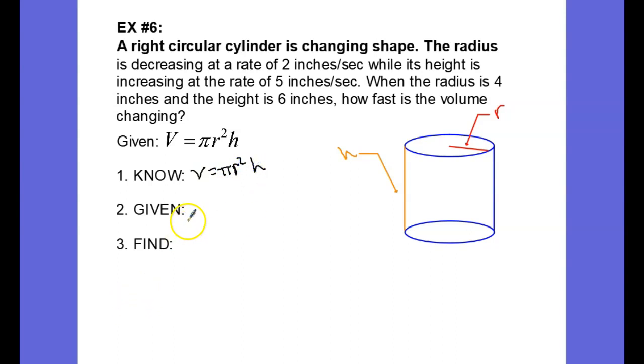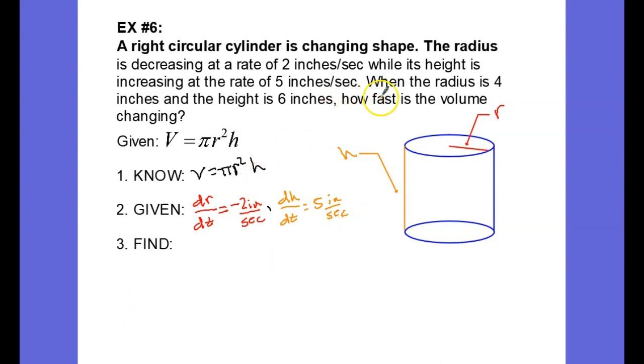Now let's see what we're given. They say the radius is decreasing at a rate of 2 inches per second. So that's going to be dr/dt equals negative 2 inches per second. And that's not the only thing we know. They tell us the height is increasing at a rate of 5 inches per second. And so we have dh/dt equals positive 5 inches per second.